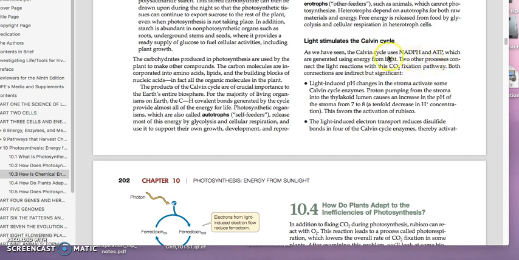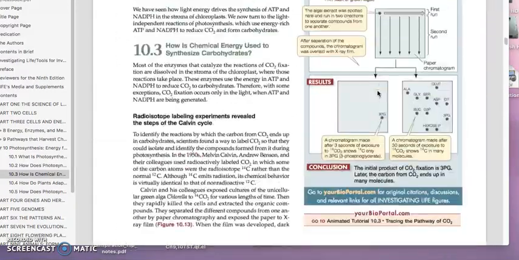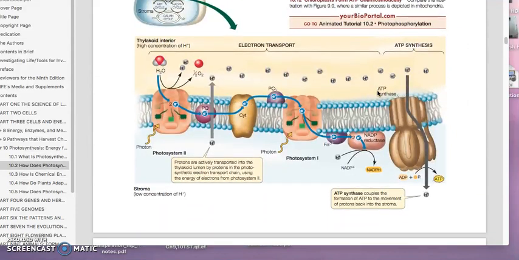Two other processes connect the light reactions with this carbon dioxide fixation pathway. Both connections are indirect but significant. Light-induced pH changes in the stroma activate some Calvin cycle enzymes. Remember, the protons are pumped from the stroma into the thylakoid lumen. Remember when we looked at the electron transport chain?